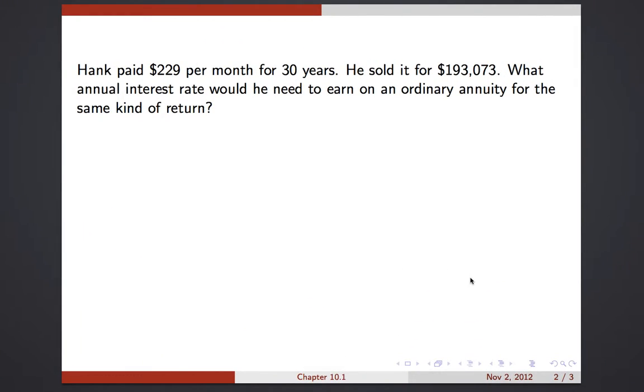So Hank paid $229 every month for 30 years. He sold it for this amount. And what kind of annual interest rate would he need on an ordinary annuity to get the same kind of return? And so when somebody asks me a question like this, the first thing I try to do is just get a handle on what kind of return Hank actually got.